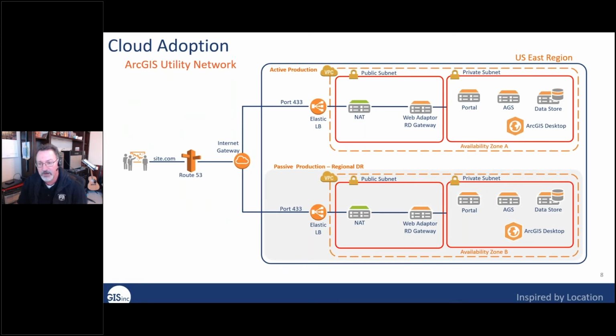A typical cloud environment might look something like this, with the external web application separated from the internal ArcGIS Enterprise components. In this case, we have redundancy for a failover. Your ArcGIS desktop is accessed through VMs, virtual workspaces, or services like AppStream. The UN basically sits as functionality within the ArcGIS Enterprise, either on shared or dedicated servers as needed for performance.